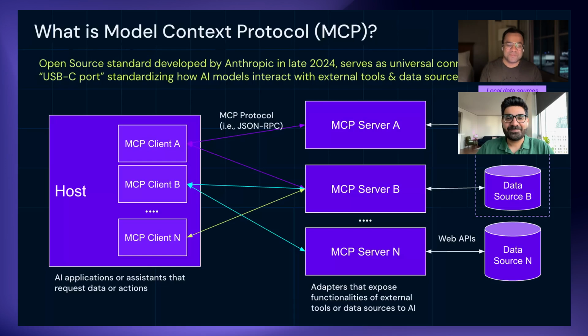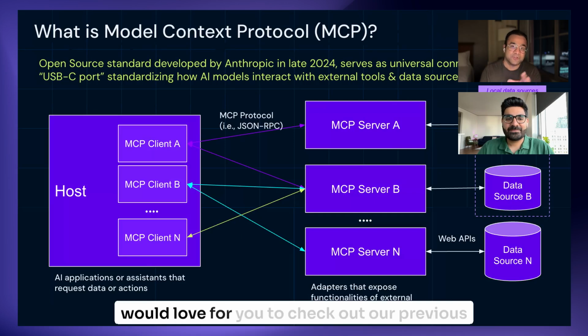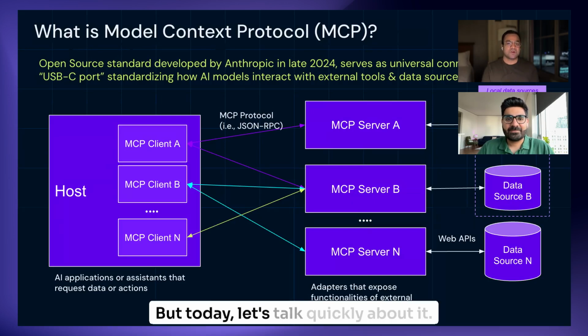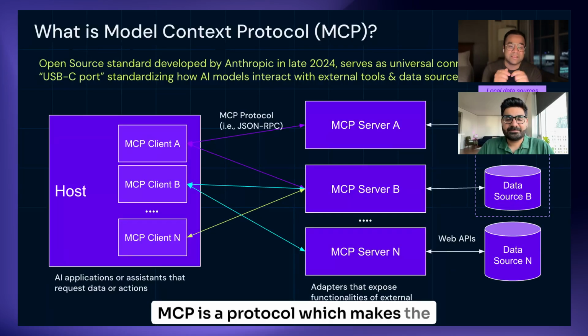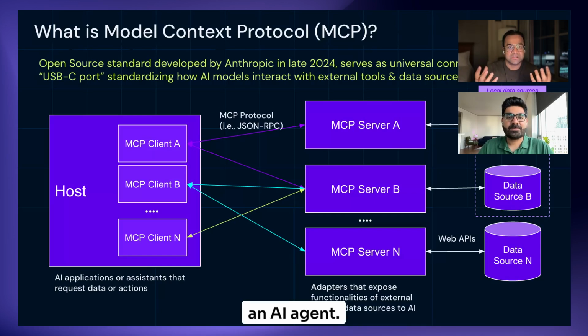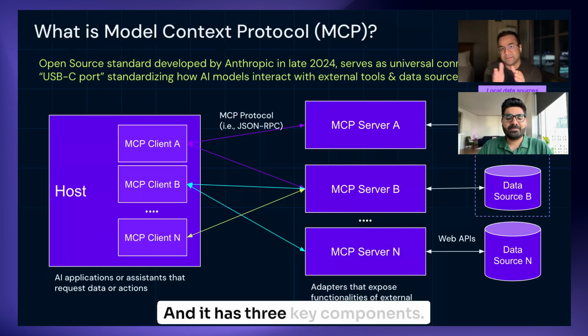Perfect, Anmol. So just to give our viewers a 30-second skinny of what MCP is, for more details, I would love for you to check out our previous video where we have spent some good time explaining why MCP is important and what MCP really does, right? But today, let's talk quickly about it. MCP is a protocol which makes the communication between an AI application and an AI agent in a standard manner, right? Think of it like a USB protocol for agents. And it has three key components.